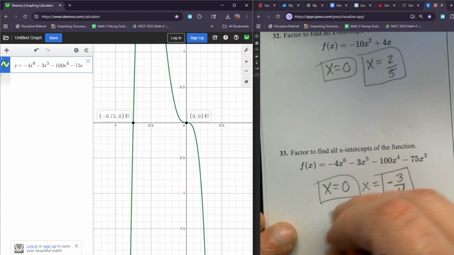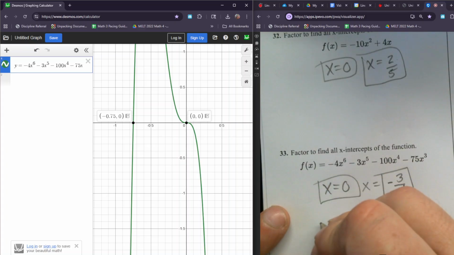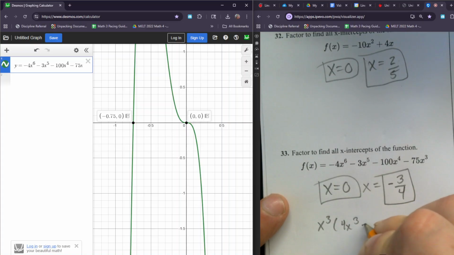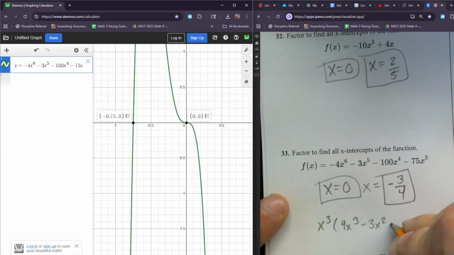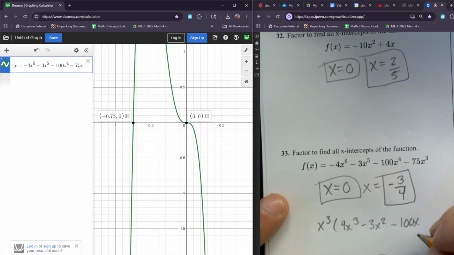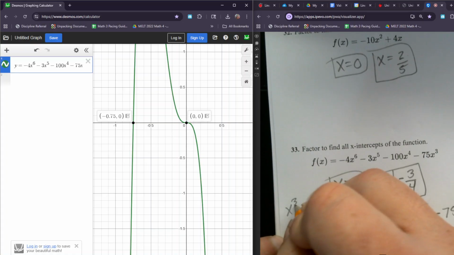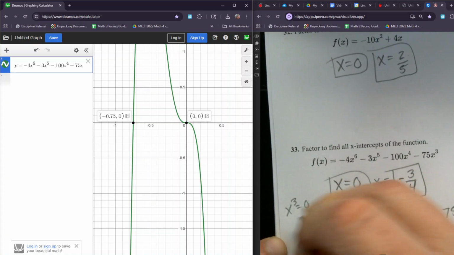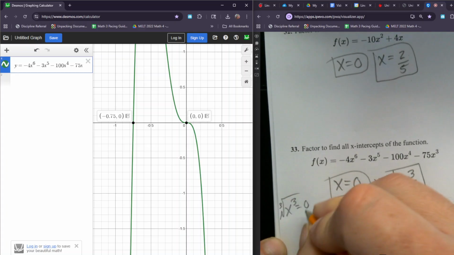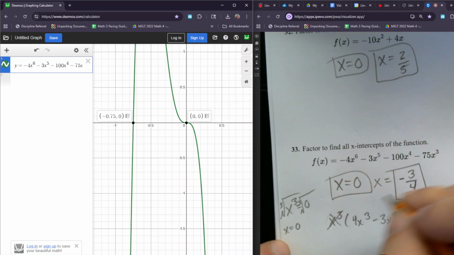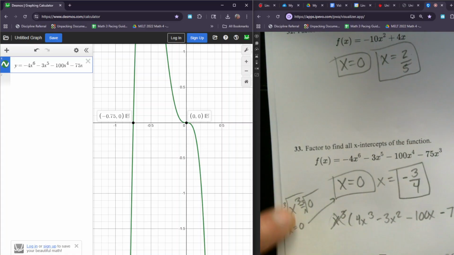If you would factor this, you would have to factor an x cubed out. That would give you 4x cubed minus 3x squared minus 100x minus 75. And then, of course, that's where your 0 came from, x cubed. Set it equal to 0 since it's got a variable in it. Take the cube root of both sides. Alright, so I'm going to go ahead and knock that one out. That's where that one came from.